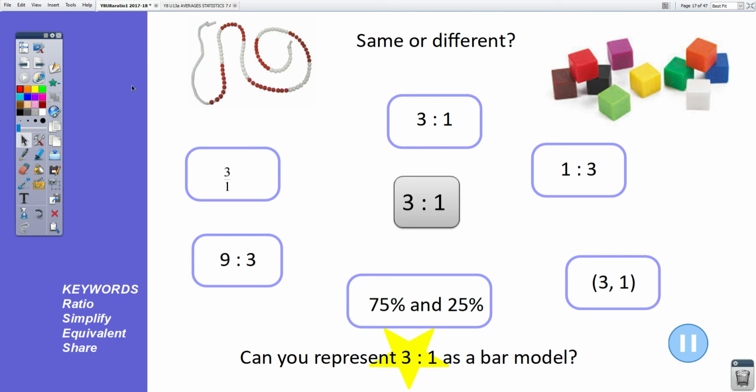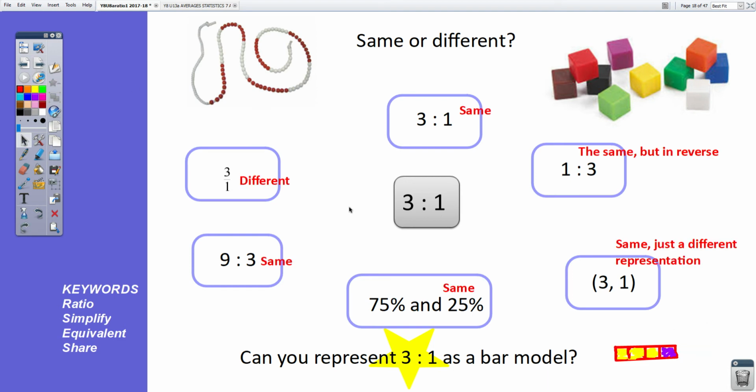Okay, let's see. Well, clearly 3 to 1 is the same as 3 to 1. 1 to 3 is the same, but it's just been put in reverse. Think of it as the ratio of orange to green is the same as the ratio of green to orange, just in reverse. Now, this one, making it a coordinate, is the same, it's just a different representation, and you'll meet this kind of representation when we go on to drawing graphs, plotting graphs. Don't worry too much about it for now, though.